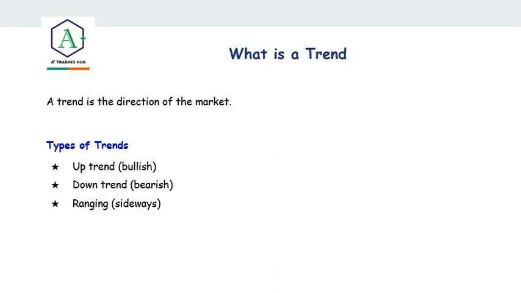What is a trend? A trend is the direction of the market. It's that simple. So this lesson will be very simple. We have three types of trend. We have the uptrend, which is also called the bullish trend. We have the downtrend, which is also called the bearish trend, and we have the ranging trend, which is also called sideways. When price is moving in a sideways manner, that is called a ranging trend. So don't forget, we have three types of trend: the uptrend, the downtrend, and the ranging trend.